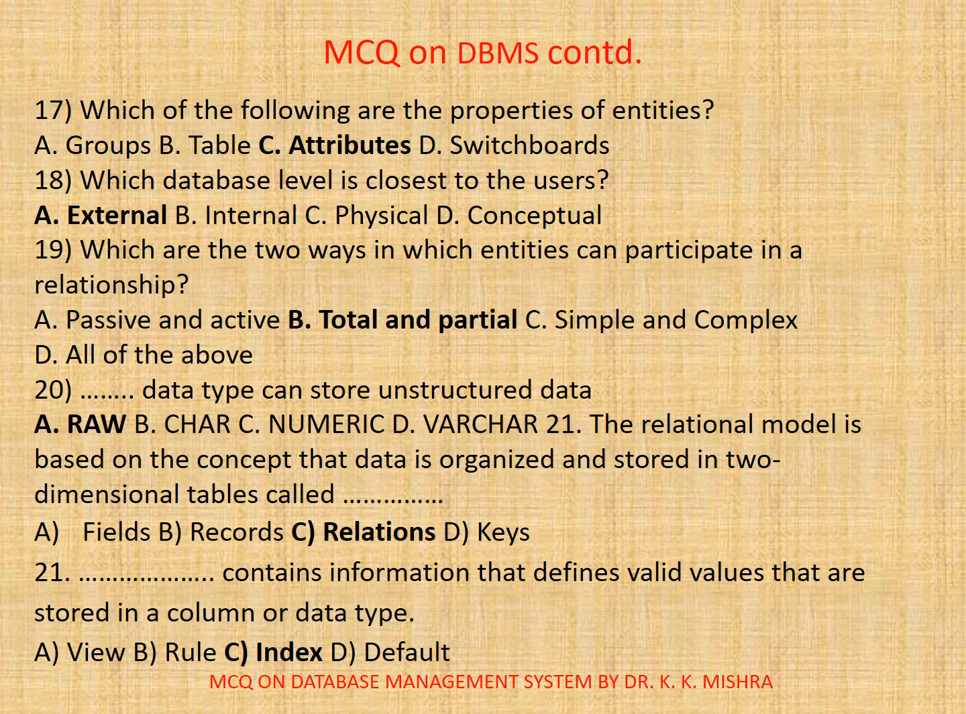Now question number 21. The relational model is based on the concept of data that is organized and stored in two-dimensional tables called. Correct option is C. Relations. Here numerically it is wrong. By the way, it is question number 22. That contains information that defines valid values that are stored in a column or data type. So correct option here is C. Index. By default, the two questions are numbered as 21. You take them, the first one is 21, second is 21. But in the next slide, I will be reading the numbers as written.